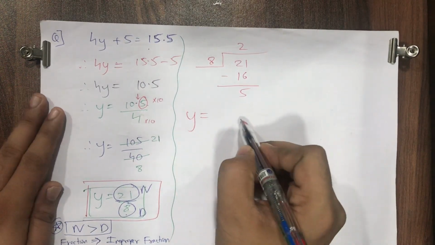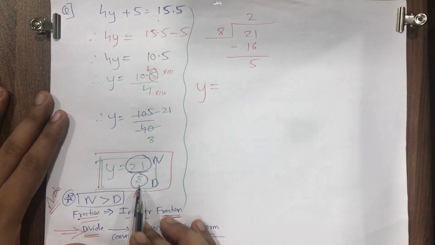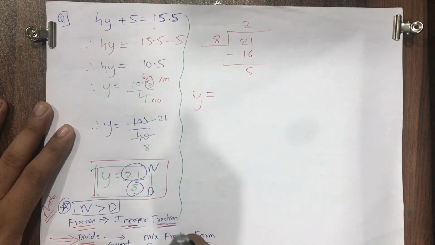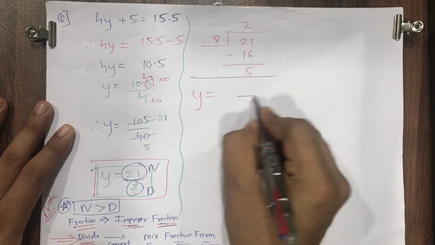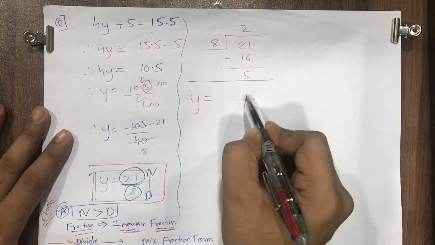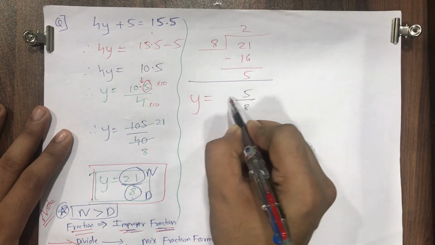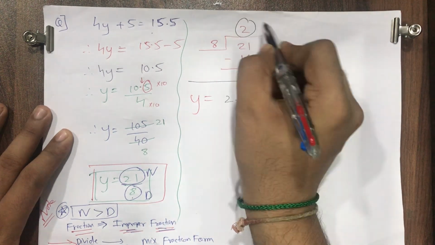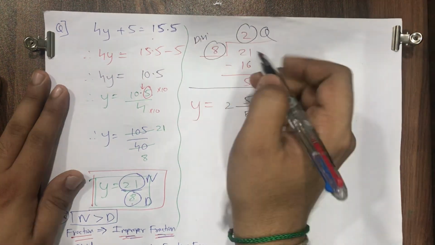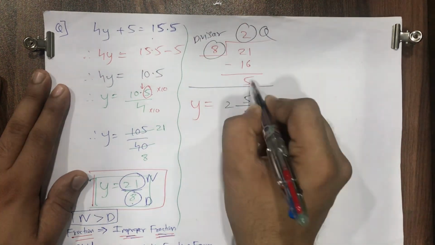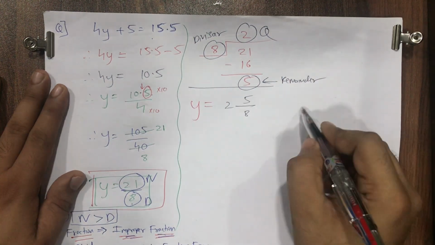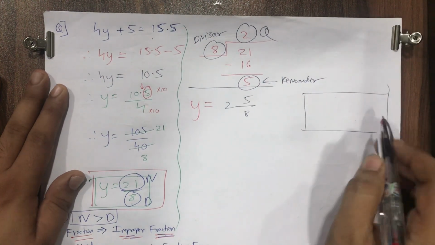Always the divisor, what is there in the denominator, remains the same. Remember this logic. So after division, this 8 will remain here only. The remainder always comes at the top, so 5 will come here, and the quotient comes here. This is my quotient, this is my divisor, and this 5 is my remainder.